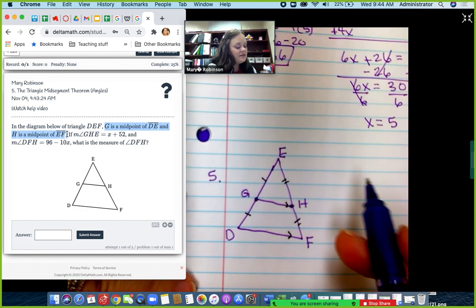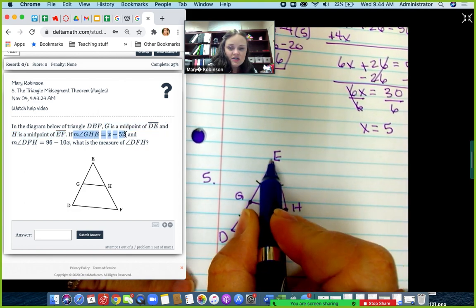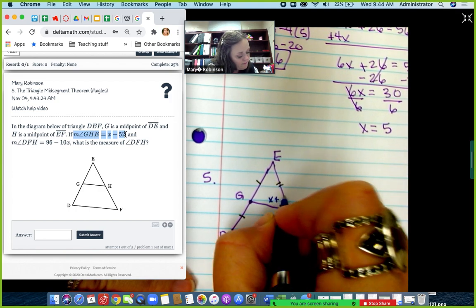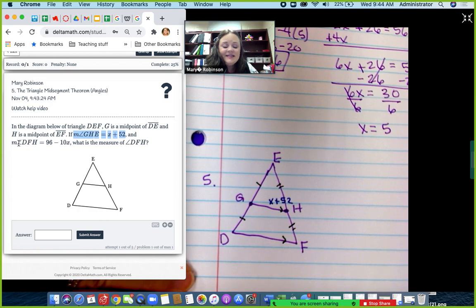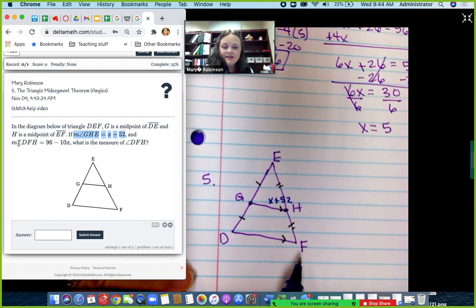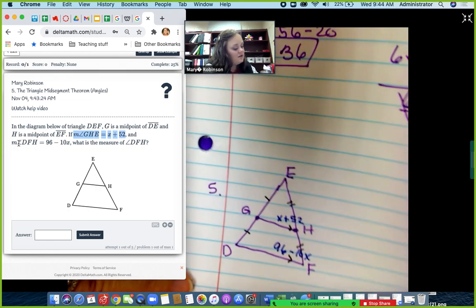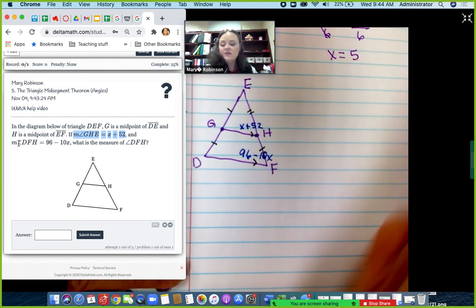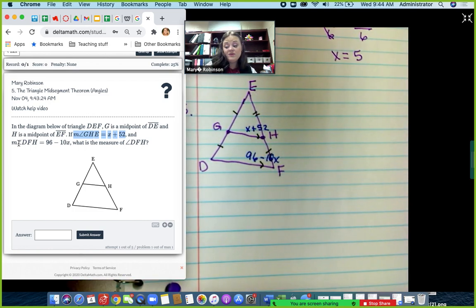So it says, if the measure, so I'm going to highlight this, if the measure of GHE is x plus 52, and the measure of DFH, so this one down here, DFH is 96 minus 10x, what is the measure of DFH? Well, what do we know to be true?